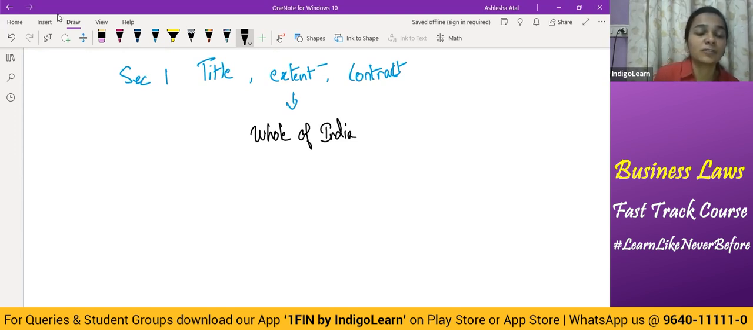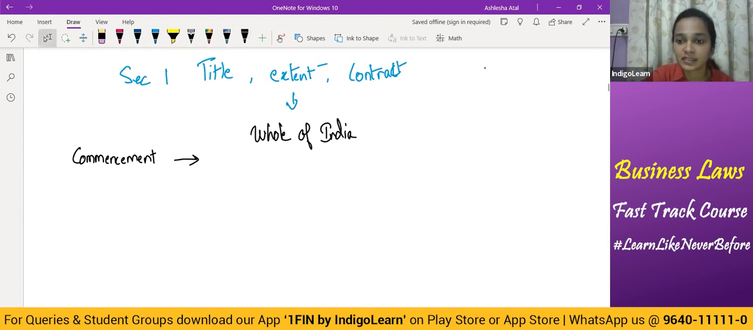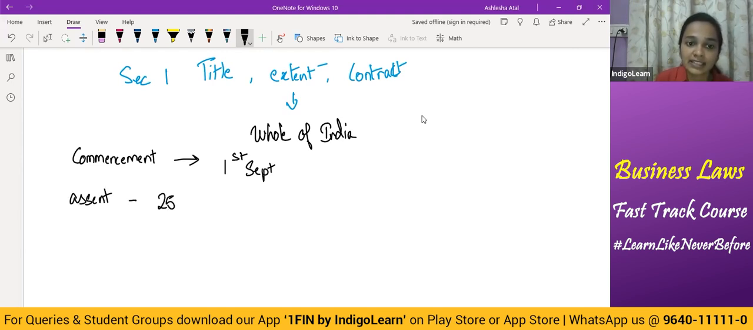Now, talking of the commencement of this act. When did the Indian Contract Act come into force? Can someone tell me when did this act come into force? September 1st of 1872. 1st of September 1872 was the date when this act had come into force. So now this act also received assent, but the assent was received on 25th of April 1872.